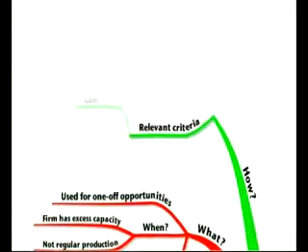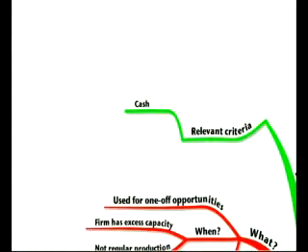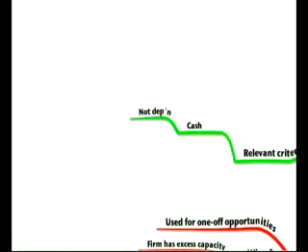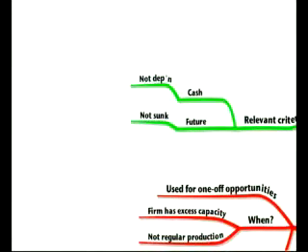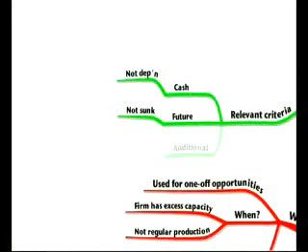So relevant costs must be firstly cash. Okay, they have to be cash, not depreciation. Remember, depreciation is just an accounting entry. It's not an actual cost. So not depreciation, cash only. The next thing, it has to be a future cost. Okay, not sunk costs, not things you've already paid. So it has to be in the future.